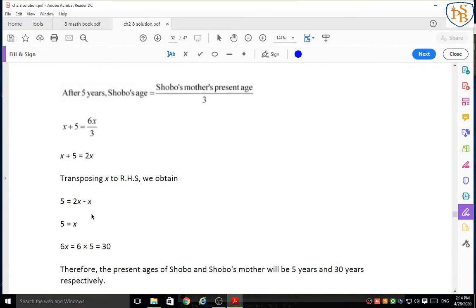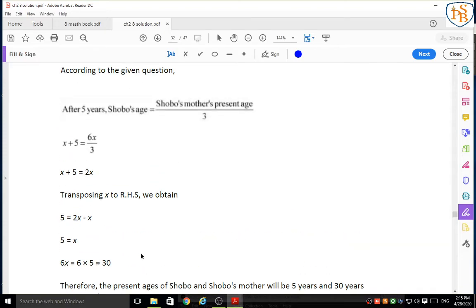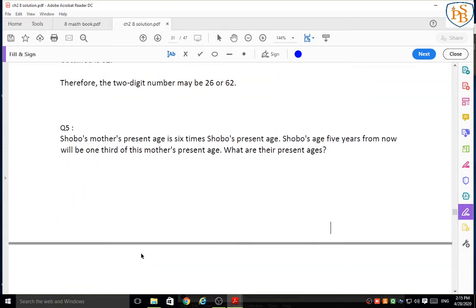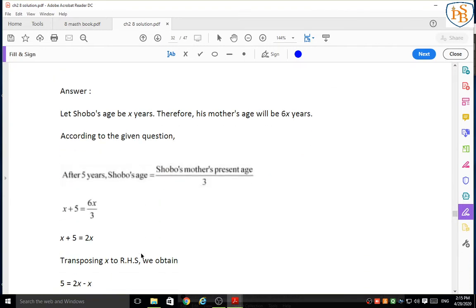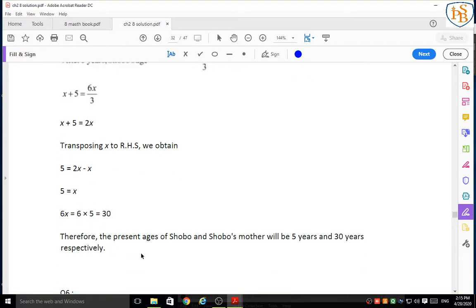Transposing this x to the right hand side, we obtain 5 is equal to 2x minus x. So 5 is equal to x. This is the value of x, that means Shobo's age. Then what is Shobo's mother's age? That is 6x, that means 6 into 5 is equal to 30. So Shobo's age is 5 years and Shobo's mother's age is 30 years. Here is the question and here is the answer on how to solve this. Please listen to this video carefully and try to solve this question in your notebook.